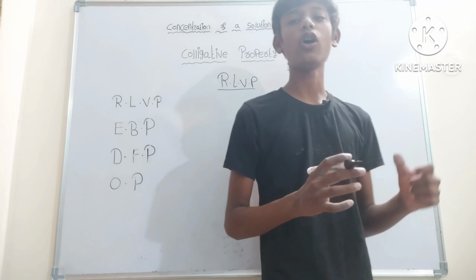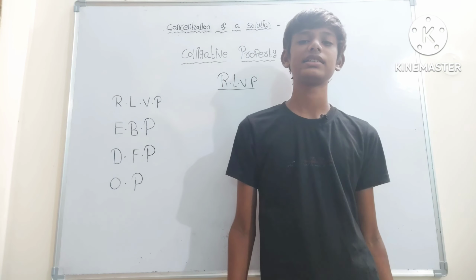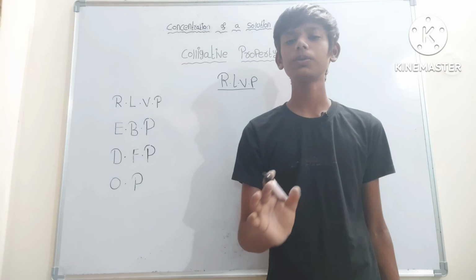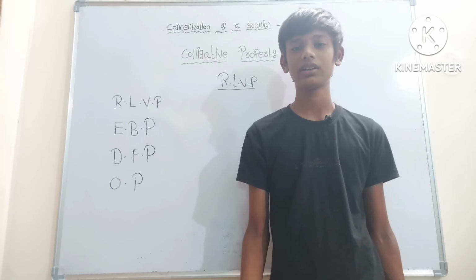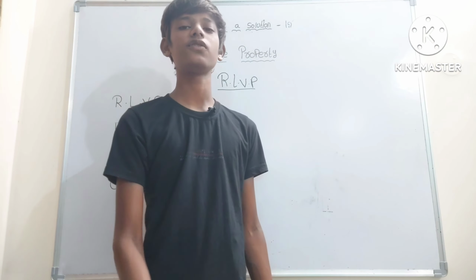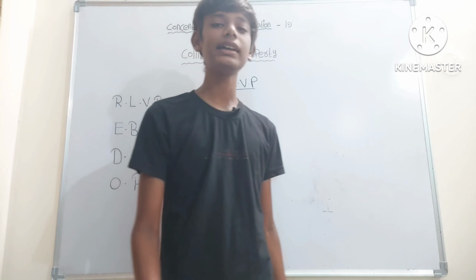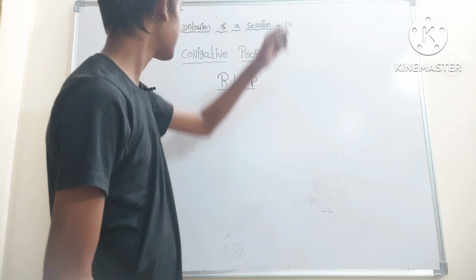On adding a non-volatile solute, the vapor pressure of the liquid decreases because the solute particles occupy some surface area of the liquid solvent, resulting in lowering of vapor pressure. Now we will check it mathematically.